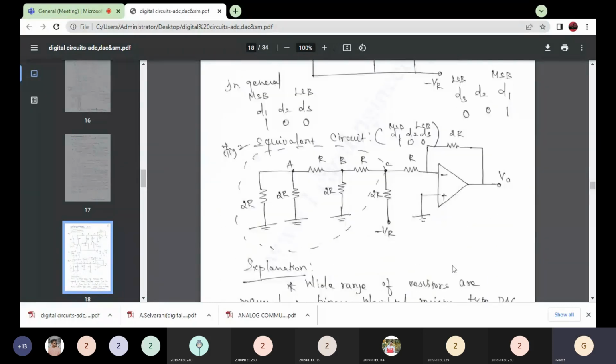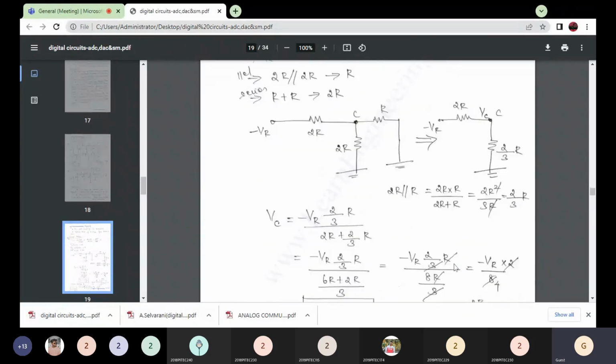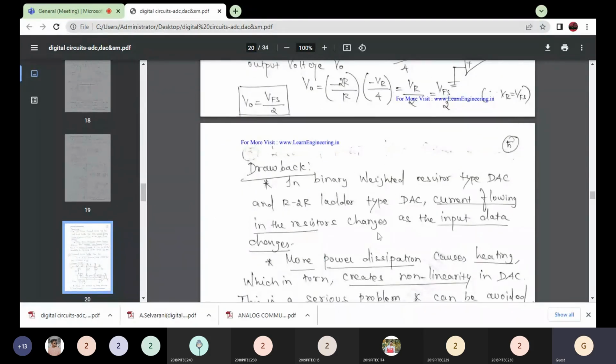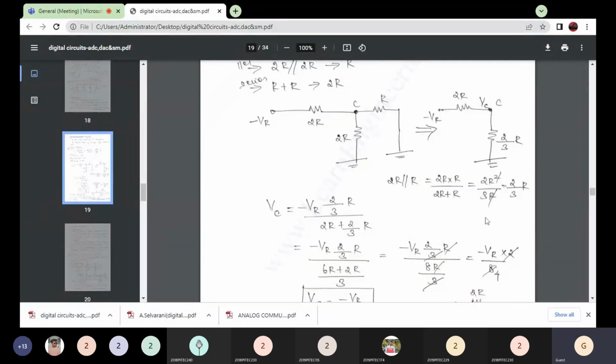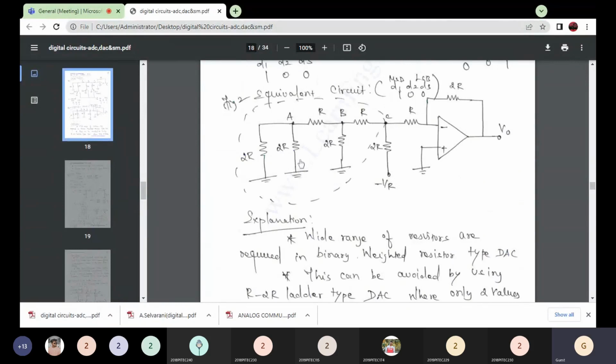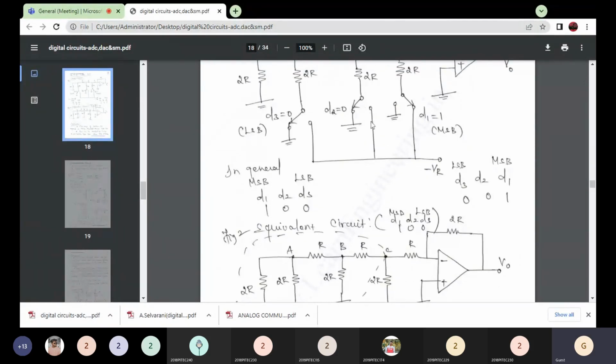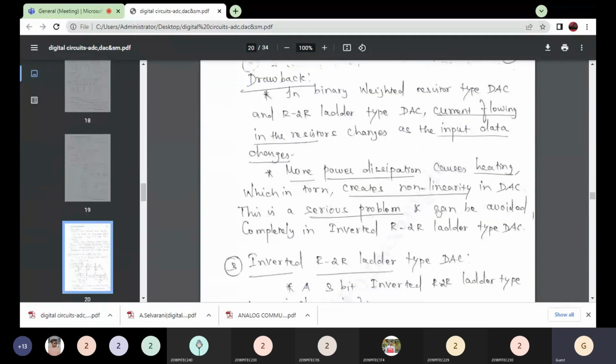But here also we have a disadvantage. The current flowing through the resistances changes based on the input, depending on whether the switch is on the right side, connected to the reference, or the left side, connected to ground. So the current through the resistances changes with the input data. Because of that, a non-linearity problem occurs, and we cannot get the accurate digital equivalent analog output. It is a very serious problem.